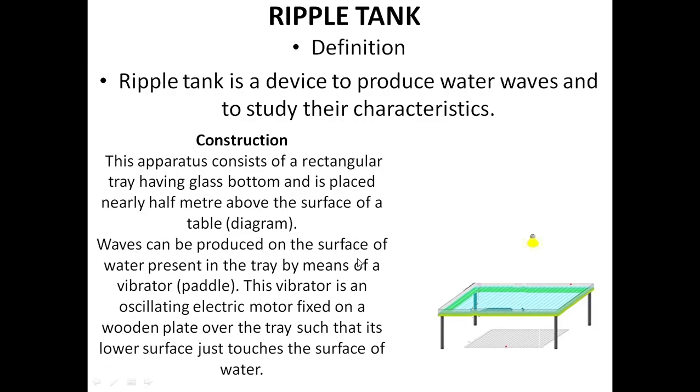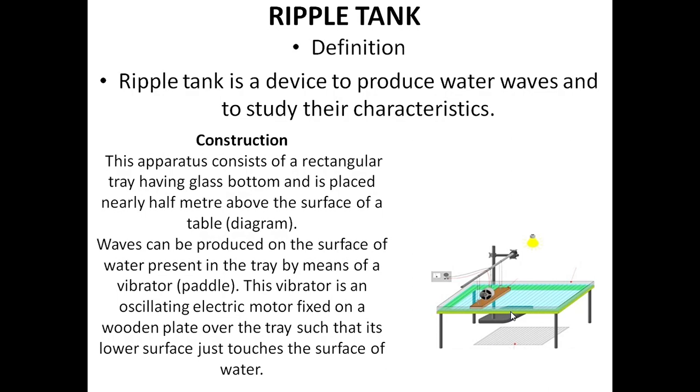Waves can be produced on the surface of water present in the tray by means of a vibrating pedal. This vibrator is an oscillating electric motor fixed on a wooden plate over the tray such that its lower surface touches the surface of the water. Let's make it. Here we go. So here is the motor and it is basically placed on the wooden plate. Now this plate is basically touching the surface of the water, and when it vibrates it produces waves which can be seen underneath over here.